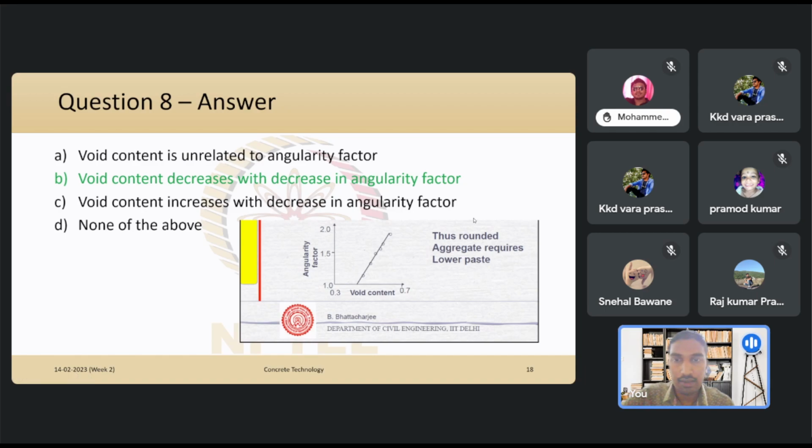What you take away from this is that spheres give us the highest packing density and least void content. The more irregular the aggregates are, the more voids that will be created. Okay.